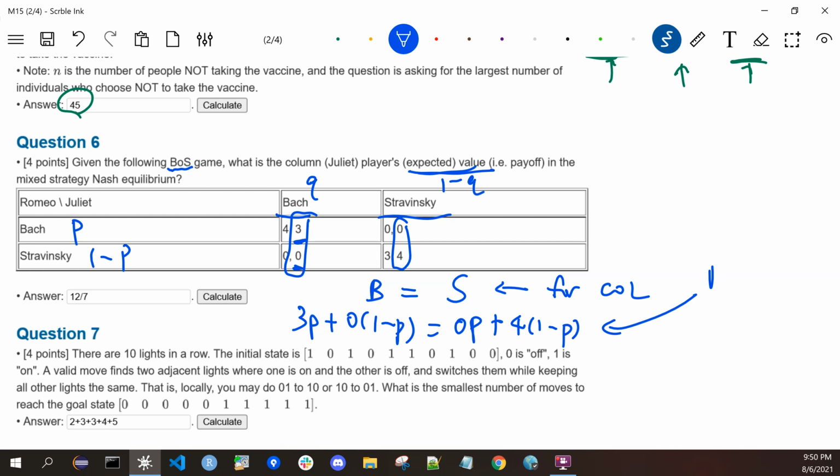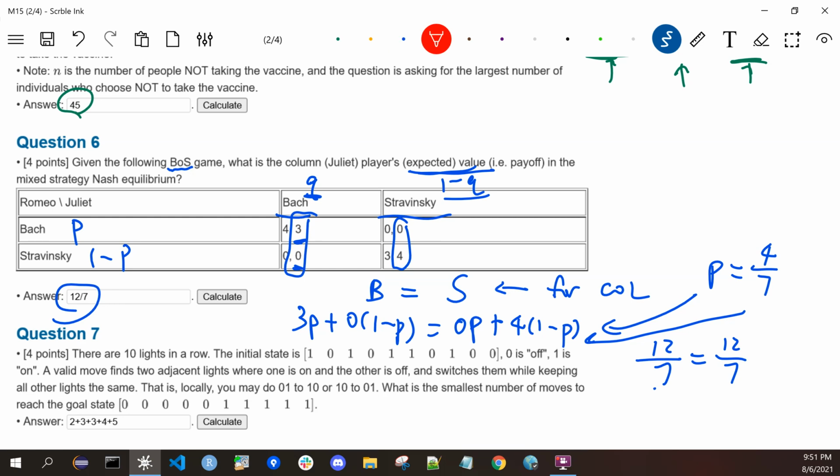So I will solve it here, and I think that this is 4/7, right? And then you can put this P, 4/7, back into these two expressions, and on the left-hand side it will be 12/7. On the right-hand side it will also be 12/7. So it doesn't matter how I mix between Q and 1 minus Q. I always get 12/7. So that's actually my expected value.